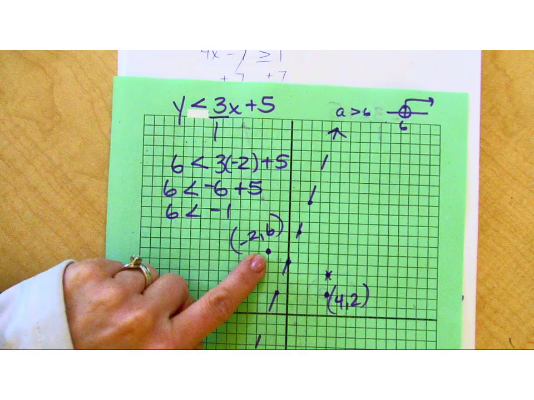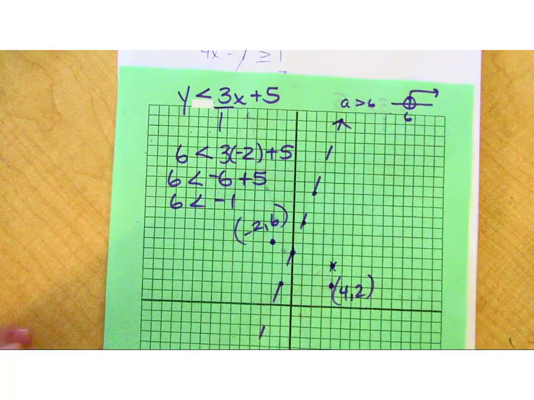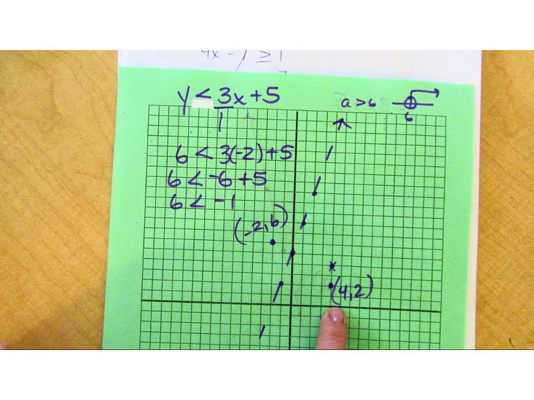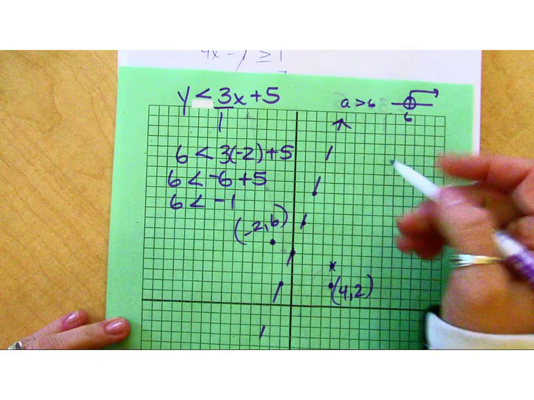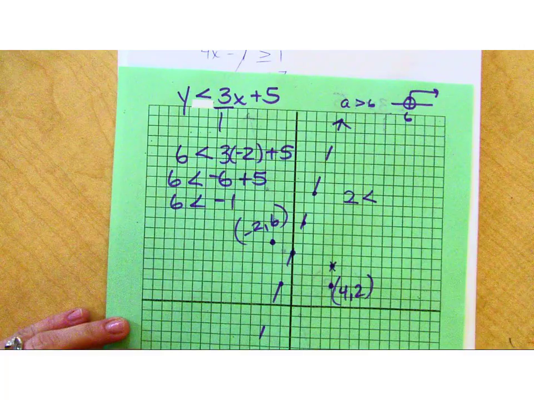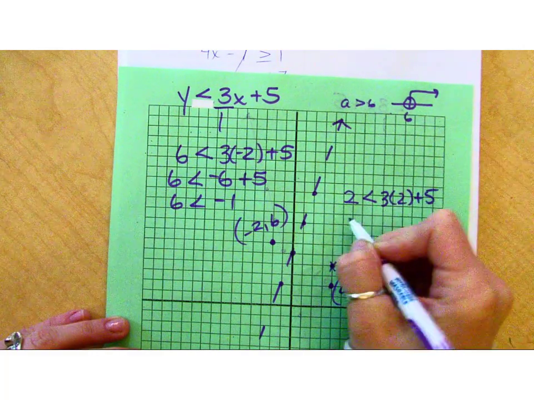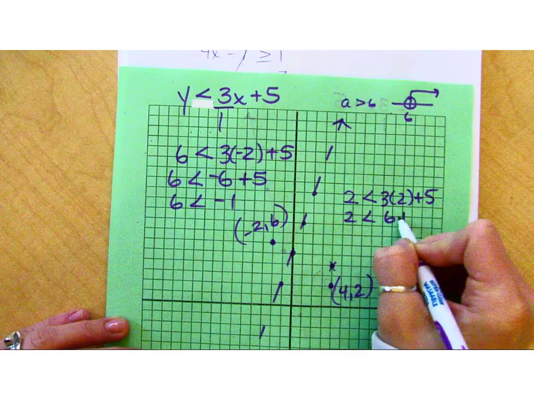So I'm guessing this one's going to work. Let's check it just in case. If my y is 2, is 2 less than 3 times 2 plus 5? Is 2 less than 6 plus 5? Is 2 less than 11? Yeah. Okay.